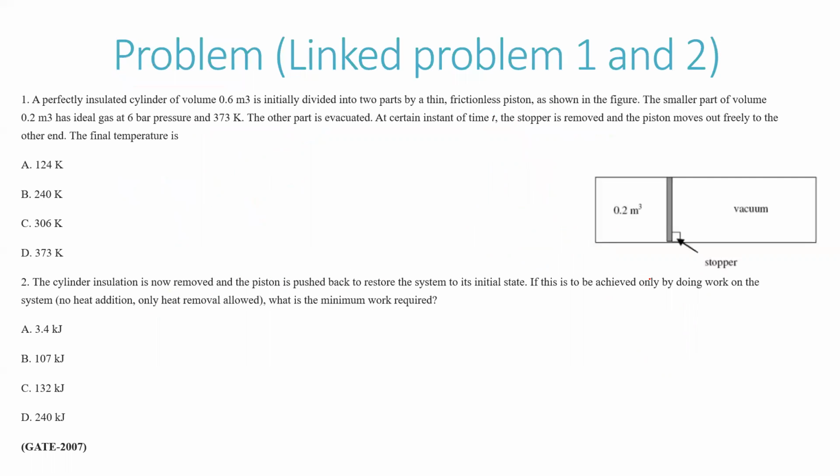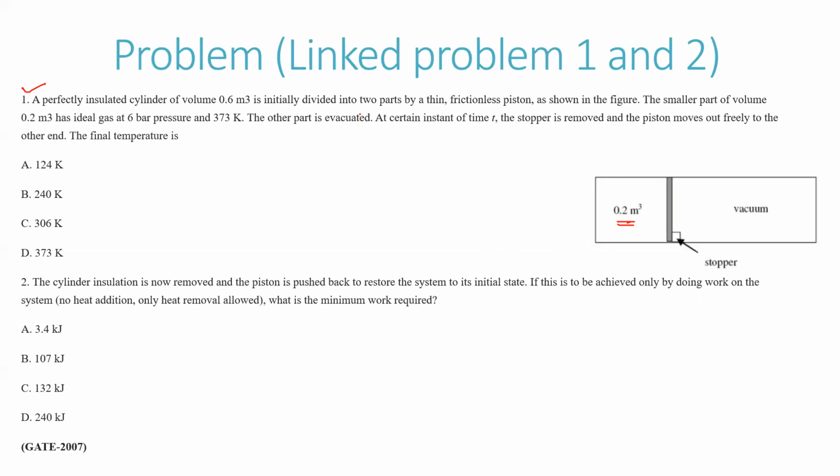Before starting our class today, let's go ahead with this problem. This came in GATE 2007. It was a linked question type, so based on the data given here, you can solve both the first and second question. A perfectly insulated cylinder of volume 0.6 meter cube is initially divided into two parts by a thin frictionless piston, as shown in the figure. The smaller part, of volume 0.2 meter cube, has an ideal gas at 6 bar pressure and 373 Kelvin.